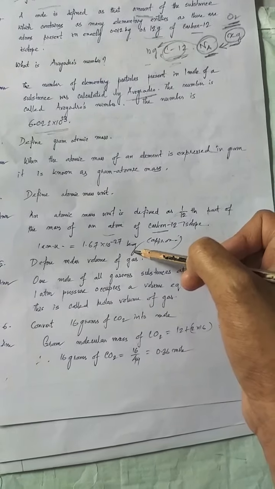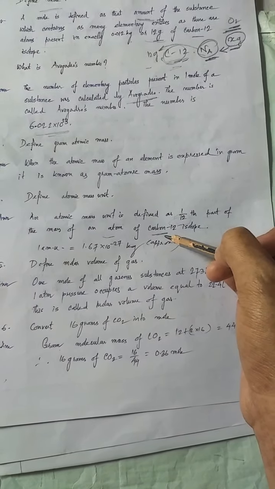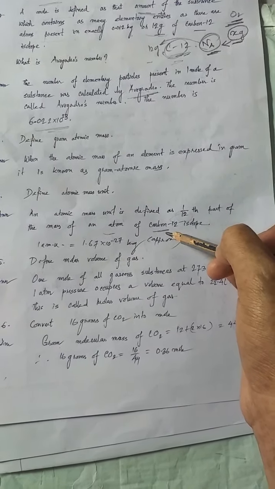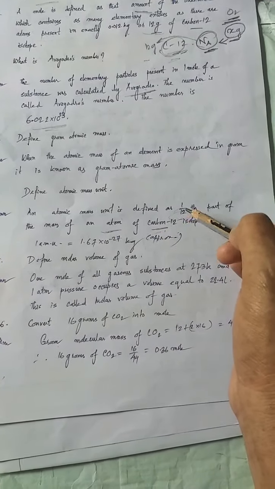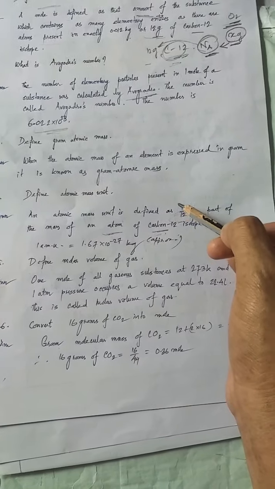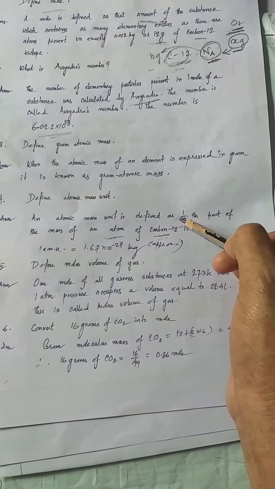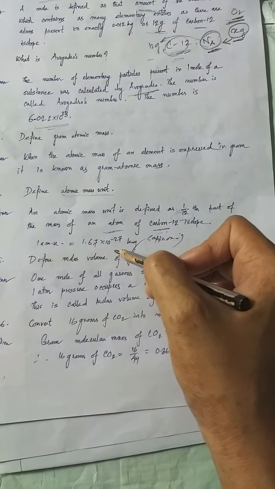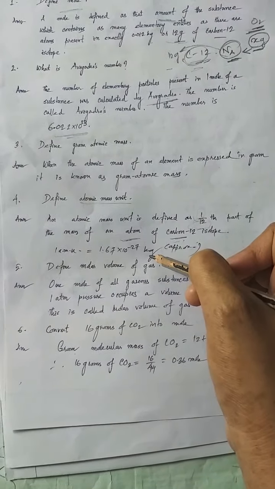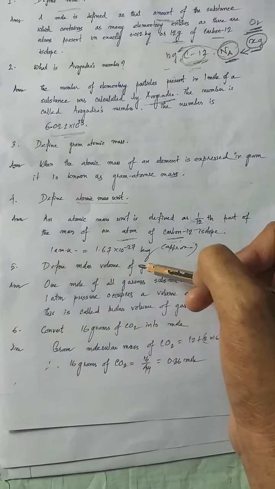So I am repeating myself. If you take some carbon 12 isotope, one atom of it is divided into 12 equal parts. One atom only of this carbon 12 isotope is divided into 12 equal parts, and if you take only one part of that, then that measurement is called atomic mass unit. The measurement is 1.67 into 10 to the power minus 27 kgs approximately. This is not an exact value.